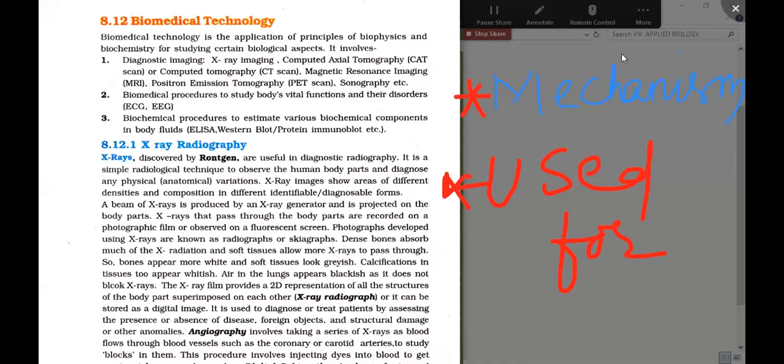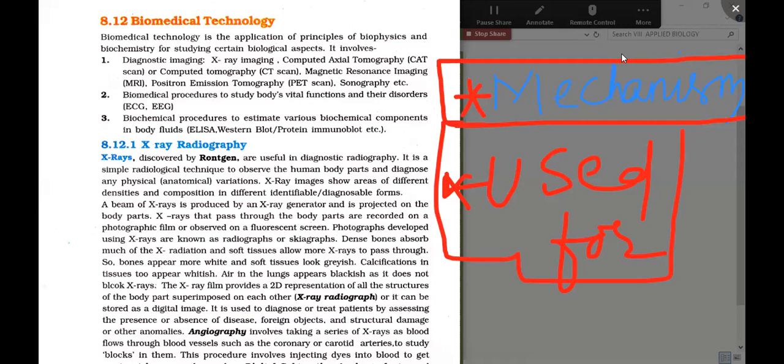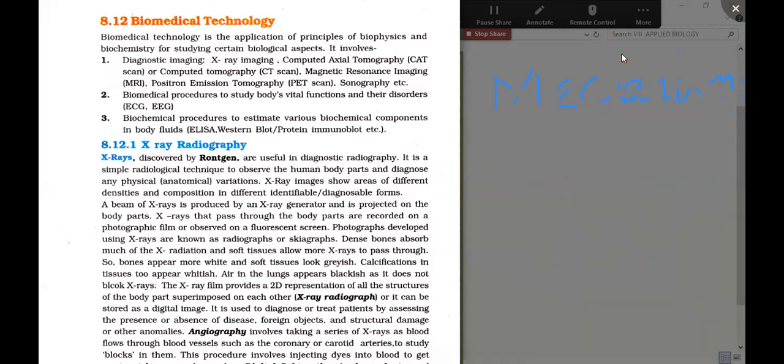Mostly general information will be covered. In the IP examination, all of these come in the form of 4 mark questions, like whatever I am saying now about X-ray, CT scan, MRI, and all that. The two things you have to remember are the mechanism and what it is used for: one is the mechanism, and the other is in which area and for which diseases we use these. In that way, we need to learn. The remaining is general information as an introduction.